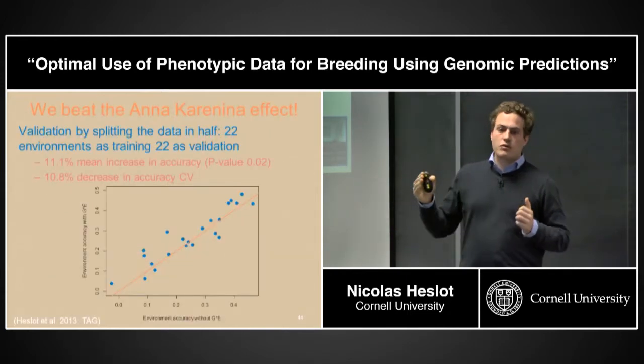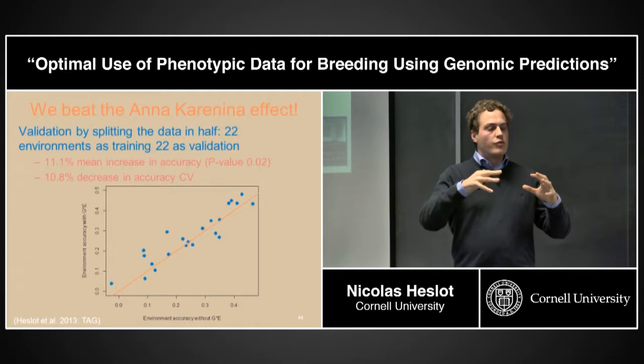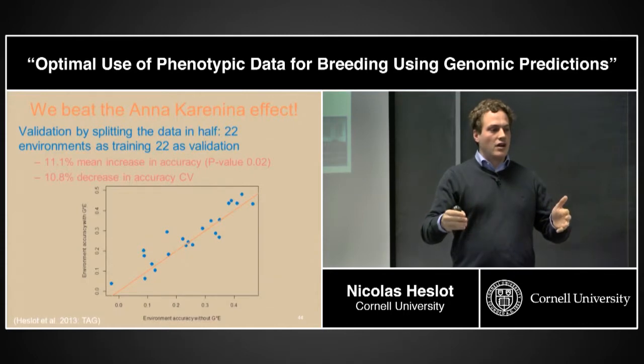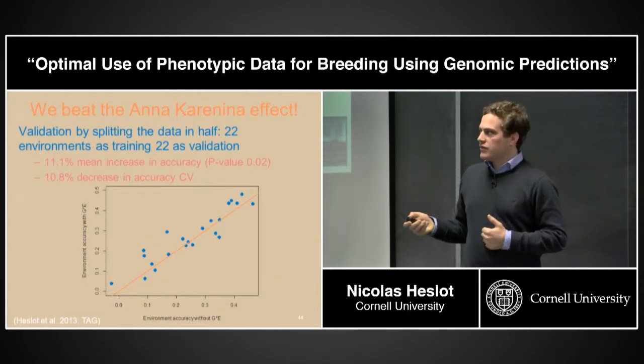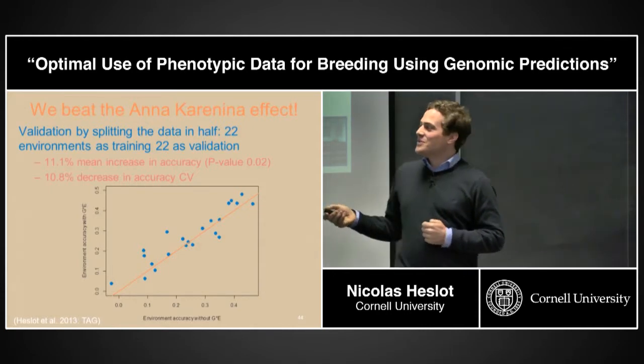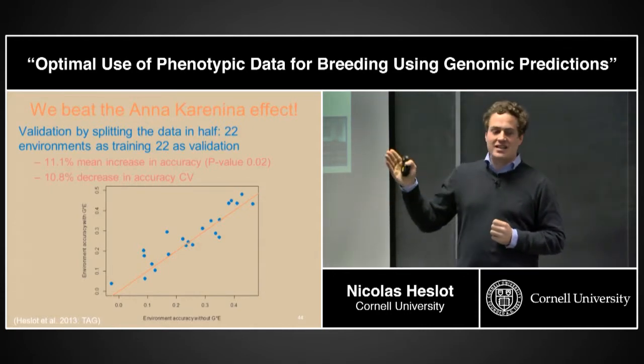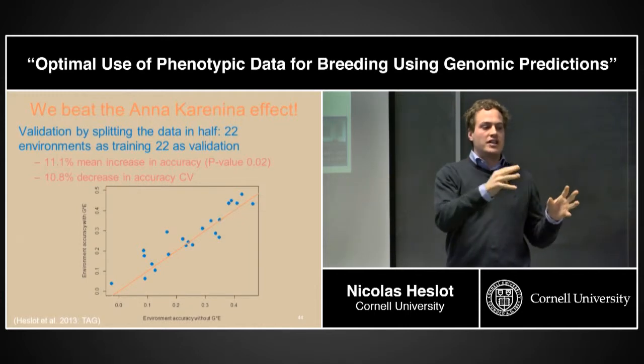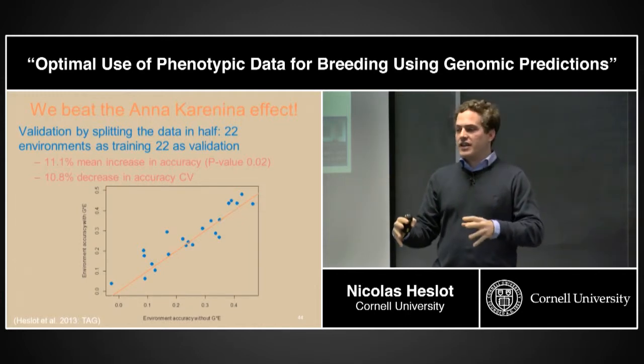For the result, what we were mostly interested in was to build models that can predict G by E for new unobserved environments for which we only have environment data. And the answer in short is that we beat the Karenina effect, basically. To prove that, we split the data in half, taking 22 environments as training and 22 environments as validation.